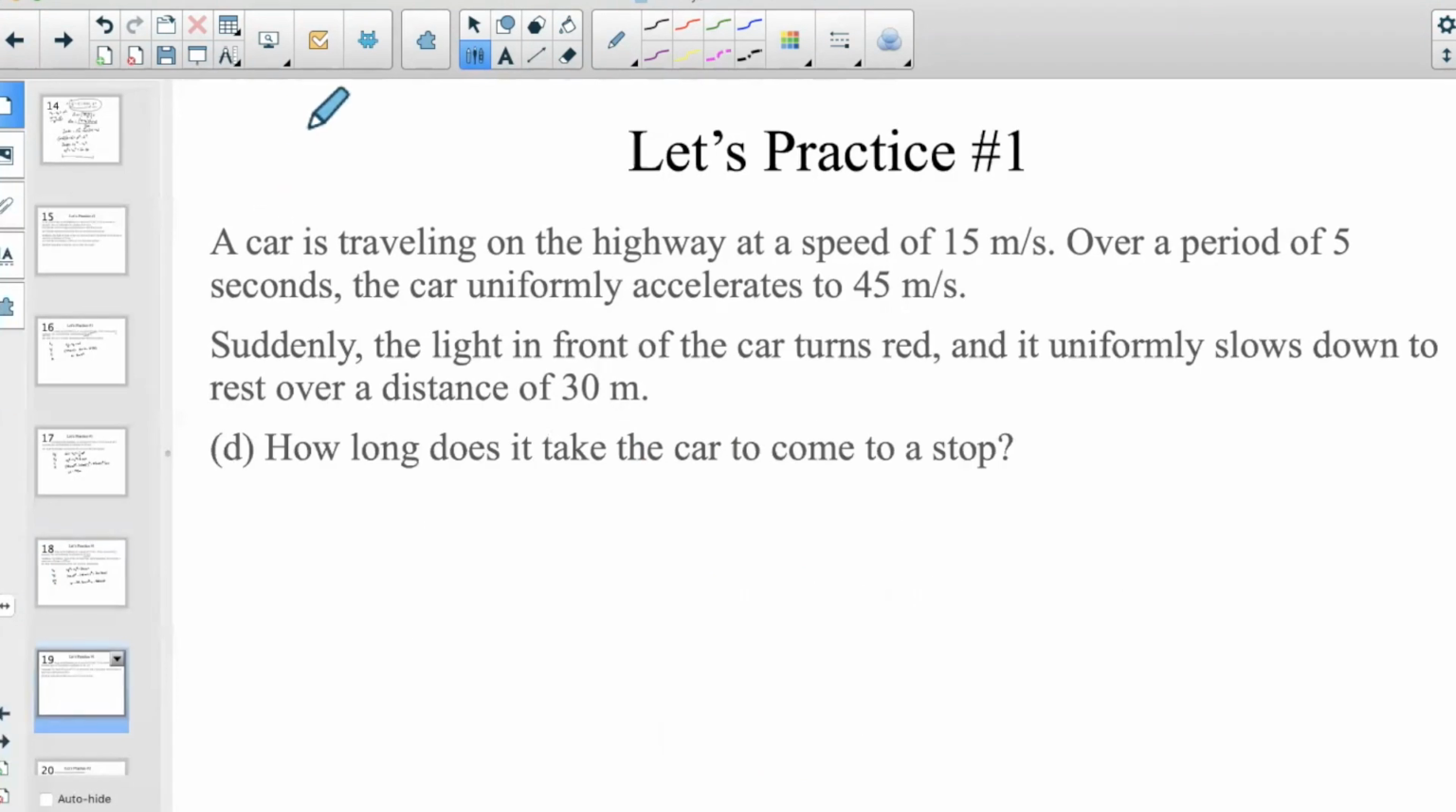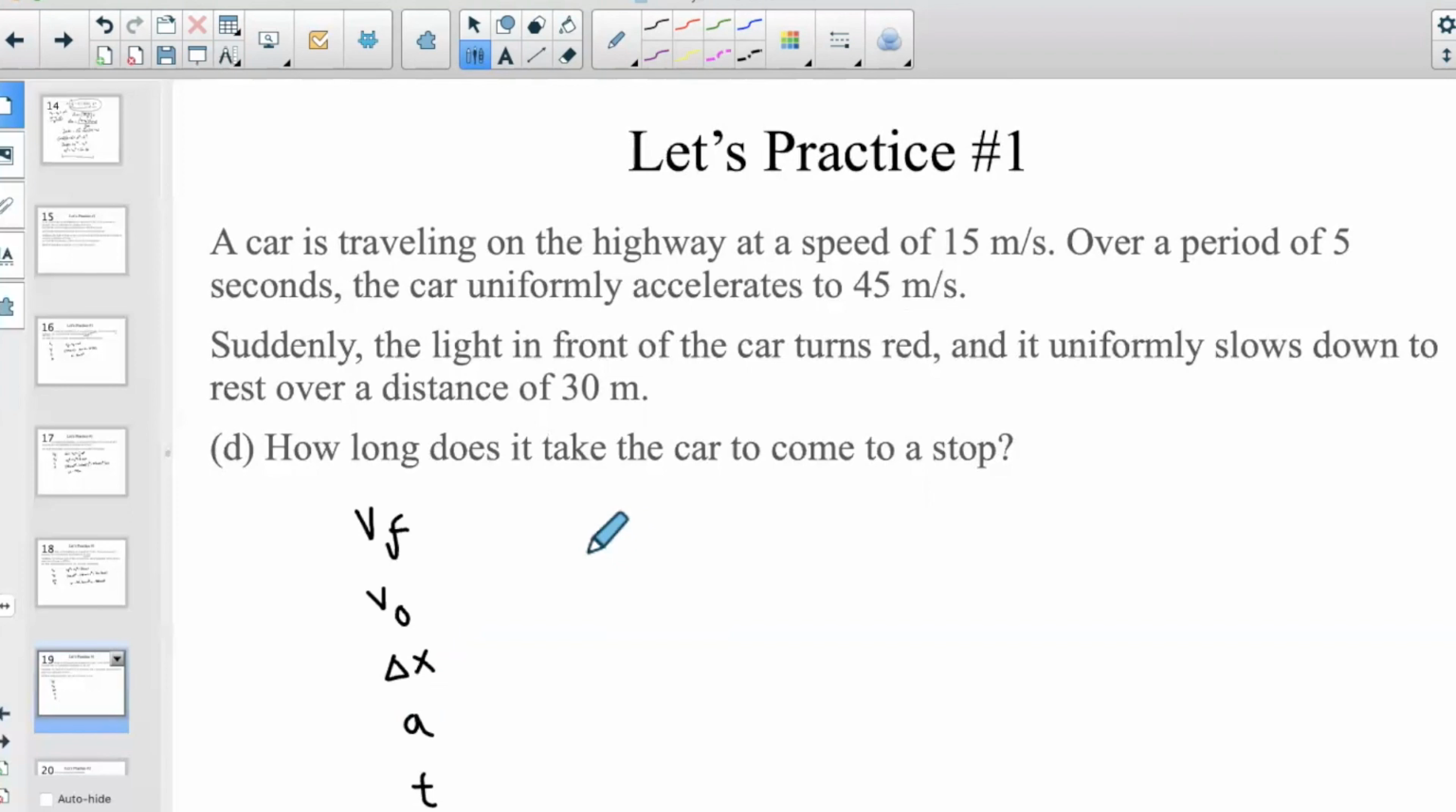And finally, in part D, we want to find how long it takes the car to come to a stop. So once again, similar to part B, we know 4 of our quantities: the final velocity, the initial velocity, the distance, as well as the acceleration, which we calculated, and we want to find the time. So we know that it has a constant deceleration, so that way it's going to have a constant average velocity.